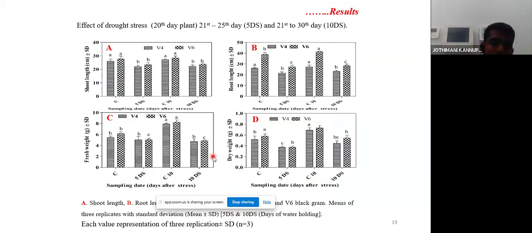Both 1.4 and 1.6 black gram plant stages exhibit significant reduction in shoot and root length, fresh and dry weight. The impact is more pronounced with prolonged drought, 10 days, indicating the severity of stress on plant growth and biomass accumulation.